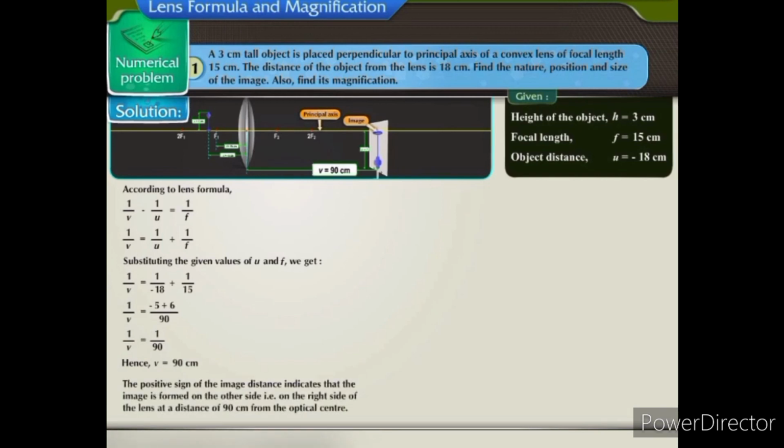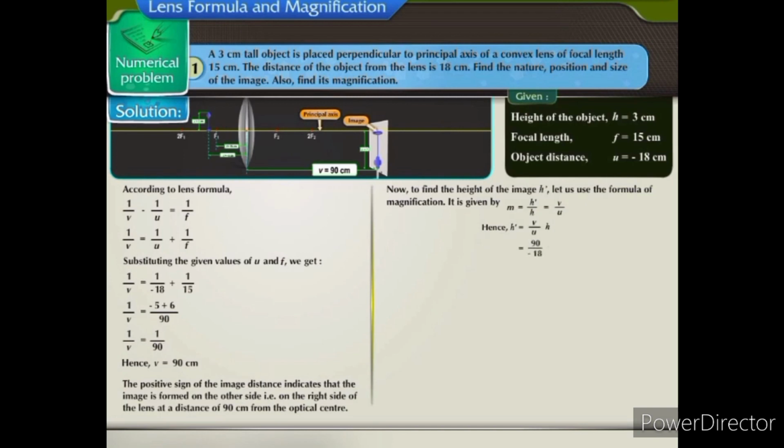The positive sign of the image distance indicates that the image is formed on the other side, that is, on the right side of the lens at a distance of 90 centimeter from the optical center. Now, to find the height of the image h dash, let us use the formula of magnification. It is given by m is equal to h dash divided by h is equal to v divided by u. Hence, h dash is equal to v divided by u multiplied by h, which is equal to 90 divided by minus 18 multiplied by 3, is equal to minus 15 centimeter. The height of the image is 15 centimeter. It is negative, hence the image is inverted. It is formed below the principal axis.